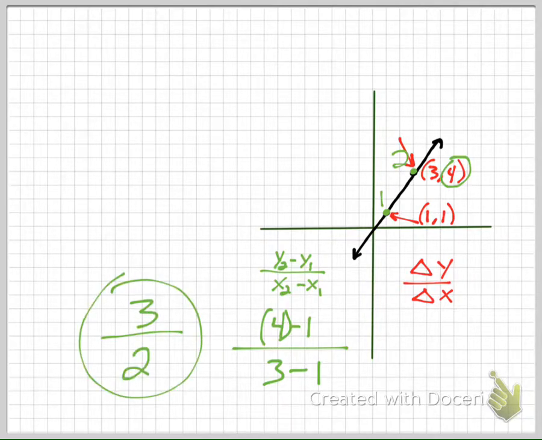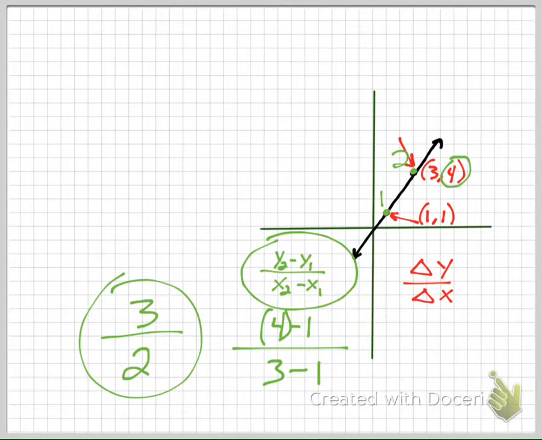Do you remember what our slope was for this? 3/2. Does that make sense? Should you memorize this? y2 minus y1 over x2 minus x1? Yeah. If you don't have that memorized, you should be writing that down. That's important. Now, what if, let's do this backwards.